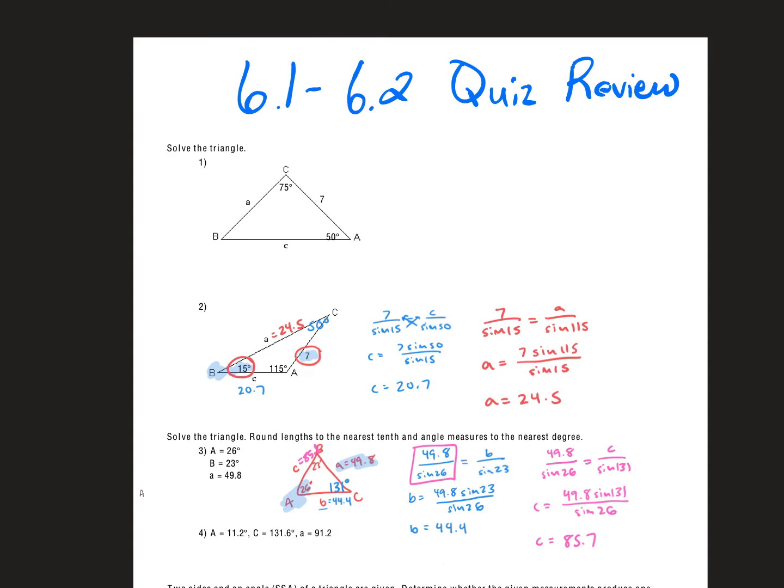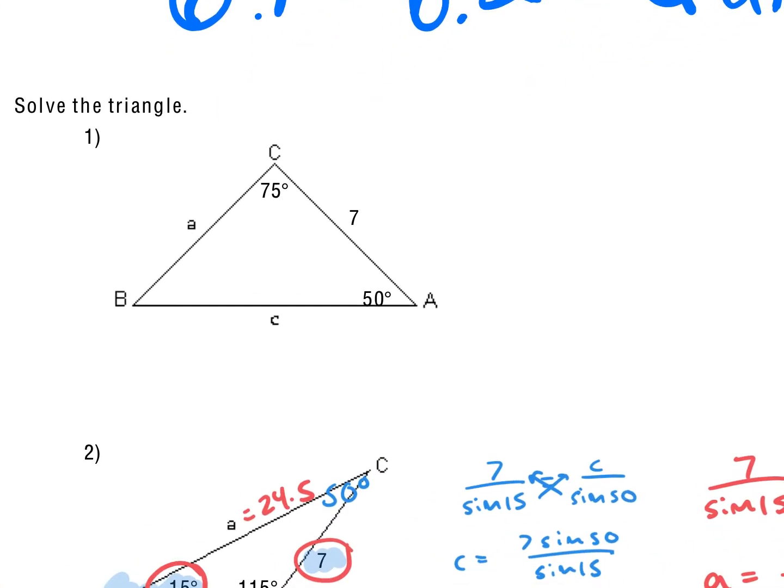So let's take a look at number 1. What should I find first? The other angle. How can I find the other angle? Add them and subtract from 180. So what do we get for angle B? 55 degrees.